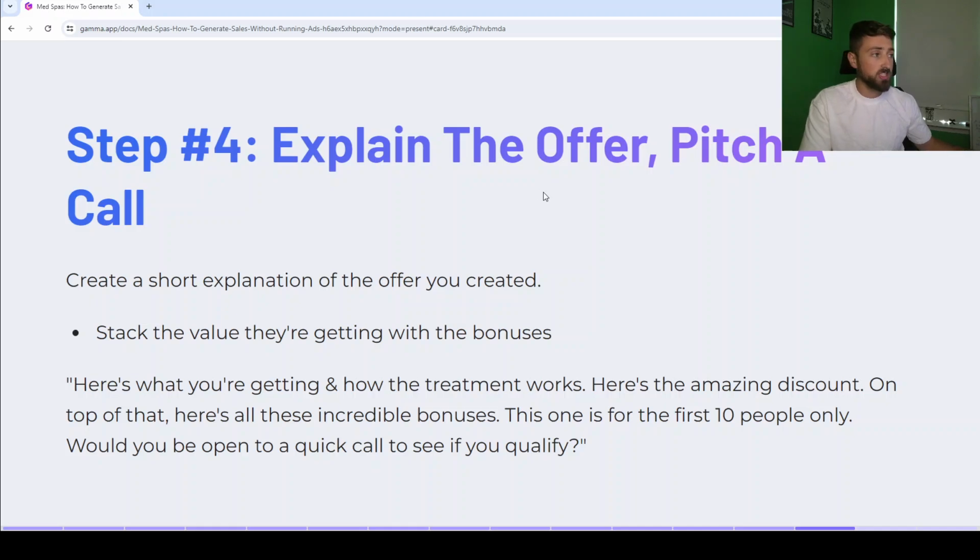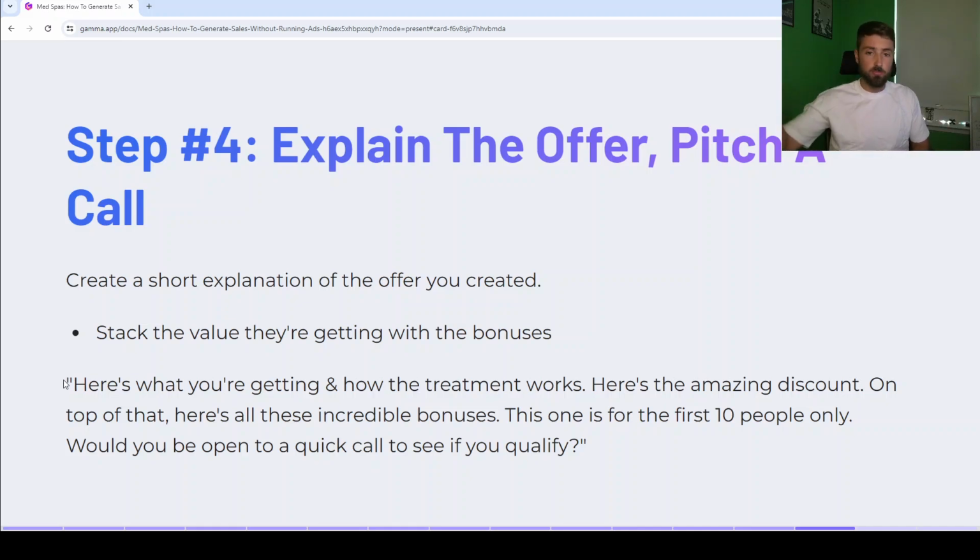Step 4 is to explain the offer and pitch a call. So you want to create a short explanation. This is another text template that you would create of the offer that you created. Essentially, all you want to do is stack the value of what they're getting with all of the different bonuses. This isn't exactly how the text would look here, but just to give you an idea of what main points we would be trying to explain to people.